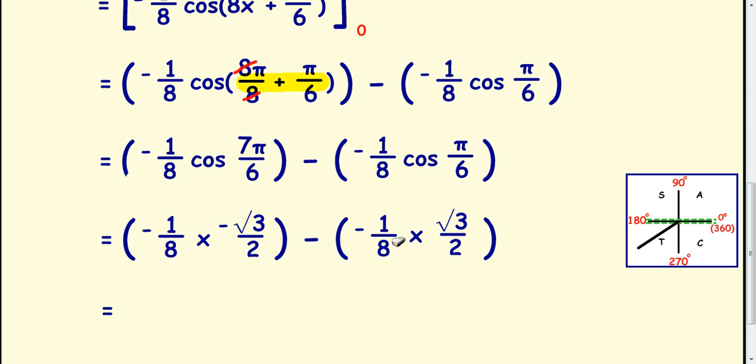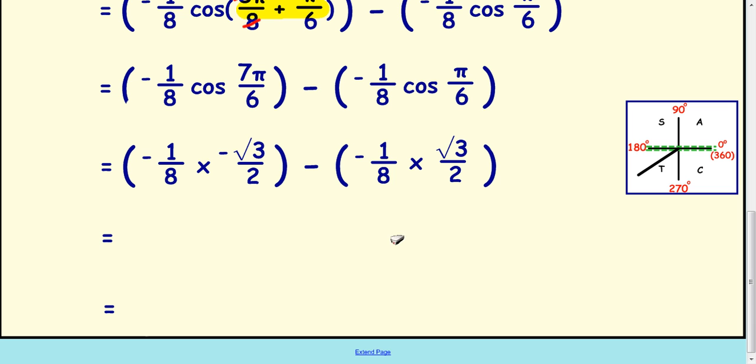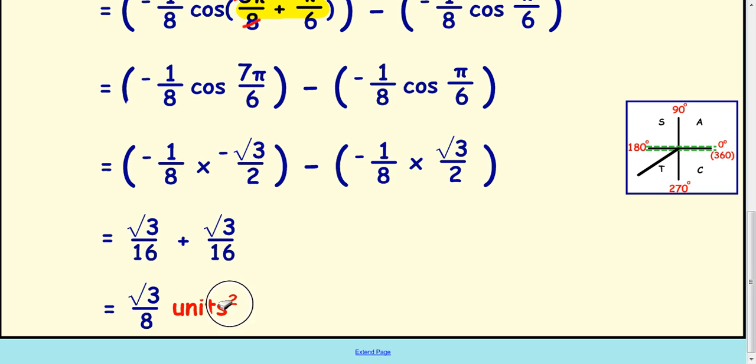We can sort this out, we'll solve the area. So if we multiply these two together, we're going to get a plus, because a negative times a negative, we're going to get root 3 over 16. This is going to give us negative root 3 over 16, but we're taking that away, so we're taking away negative, it's going to give you a plus. And if you add these two things together, you're going to get 2 root 3 over 16. The 2 and the 16 will cancel, and you basically get root 3 over 8 units squared.